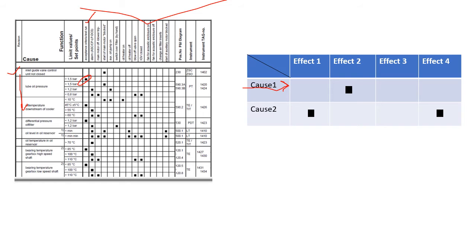In a similar situation, suppose there is an increase in temperature of a reactor, and you need to close the inlet valve and also the outlet valve. In that case, the cause will be the high temperature, and effect 1 will be closure of one valve, and effect 4 will be closure of another valve. So this is how the cause and effect is basically built.